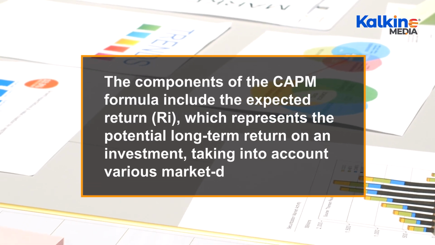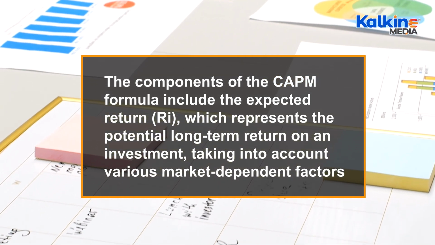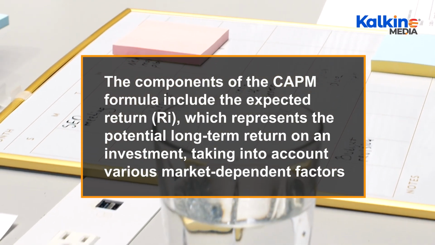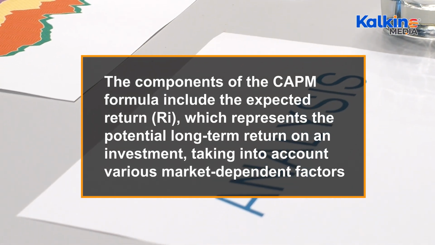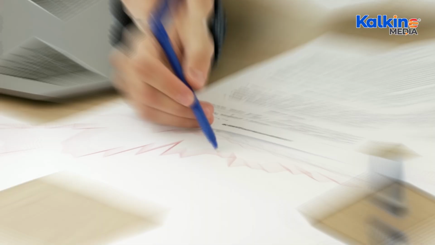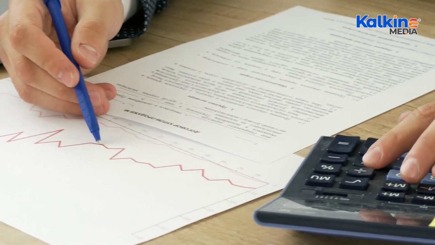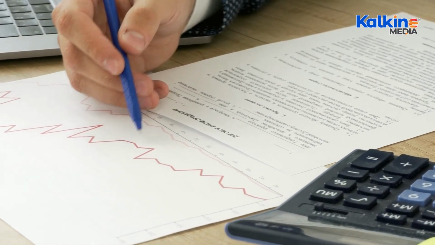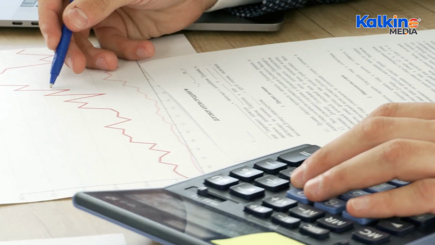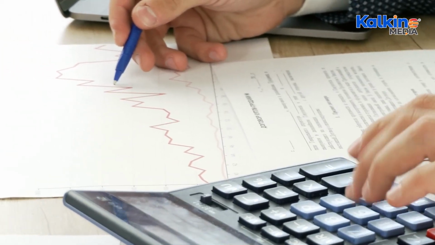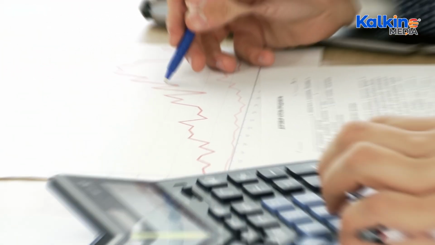The components of the CAPM formula include the expected return, RE, which represents the potential long-term return on an investment, taking into account various market-dependent factors. The risk-free rate, RF, refers to the return rate offered by risk-free securities, such as government bonds, often calculated by subtracting inflation from Treasury bond yields over a typical period of 10 years.